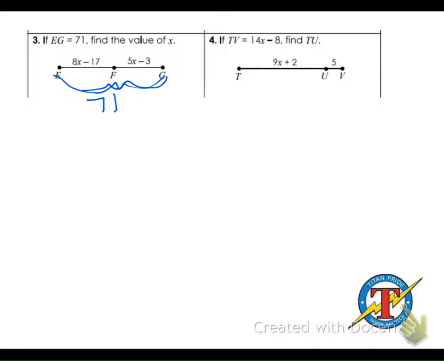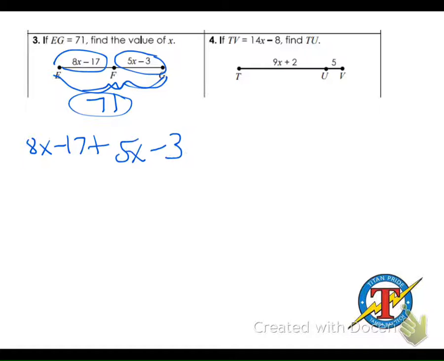So you're going to write an equation that says that. This piece plus this piece has to equal the total. So 8x minus 17 plus the 5x minus 3. Together those guys have to add up to 71. Now you can write your equation like that, or you could have just combined like terms up here in your head, because that's the next step we're going to do anyway.